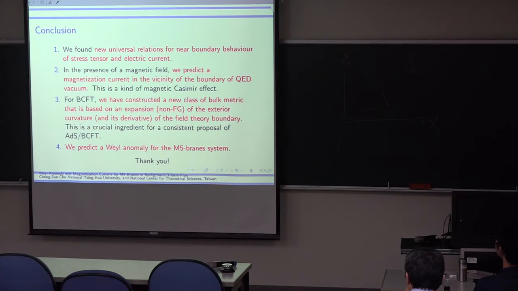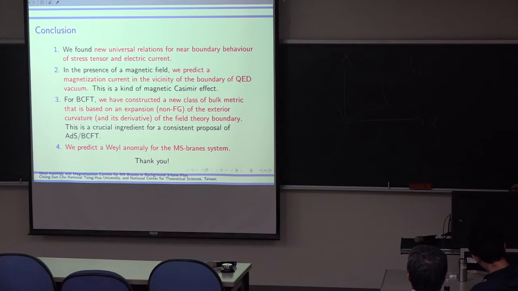Let me conclude. We found some new universal relations for the linear boundary behavior of the stress tensor, which is called the Casimir effect, and the current. In the presence of a B field, we predicted a magnetization current in the vicinity of the boundary of a QED vacuum. Somebody suggested to me, oh, you can call it a magnetic Casimir effect. Well, I think it's a nice way to put it.